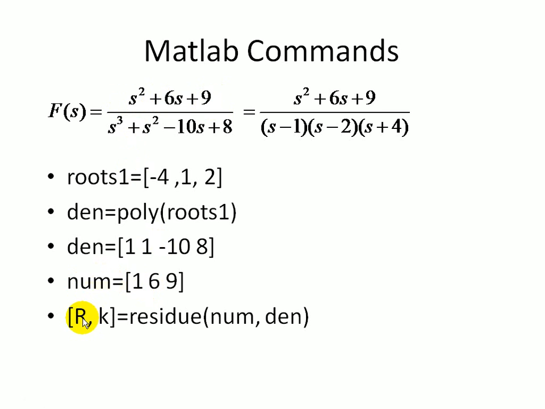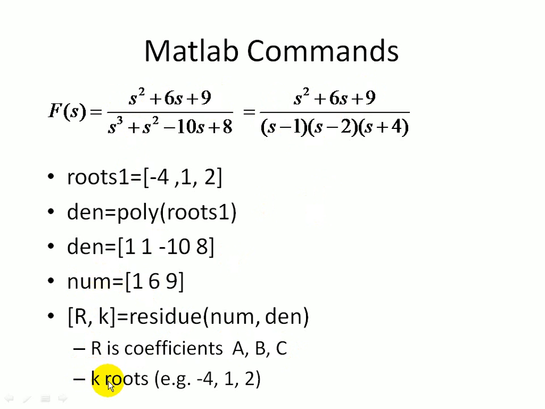And then we use the residue function, where r is the coefficients a, b, and c when you do a partial fraction expansion for this polynomial, and k is the roots, and in this case, as you know, it's negative 4, 1, and 2. So we use this residue function, and it has input parameters of the numerator and the denominator that I defined earlier.